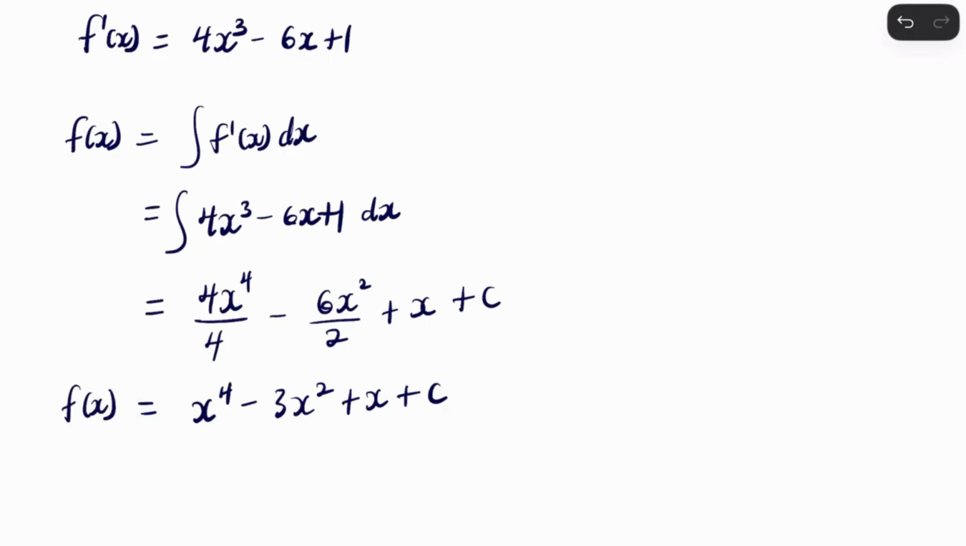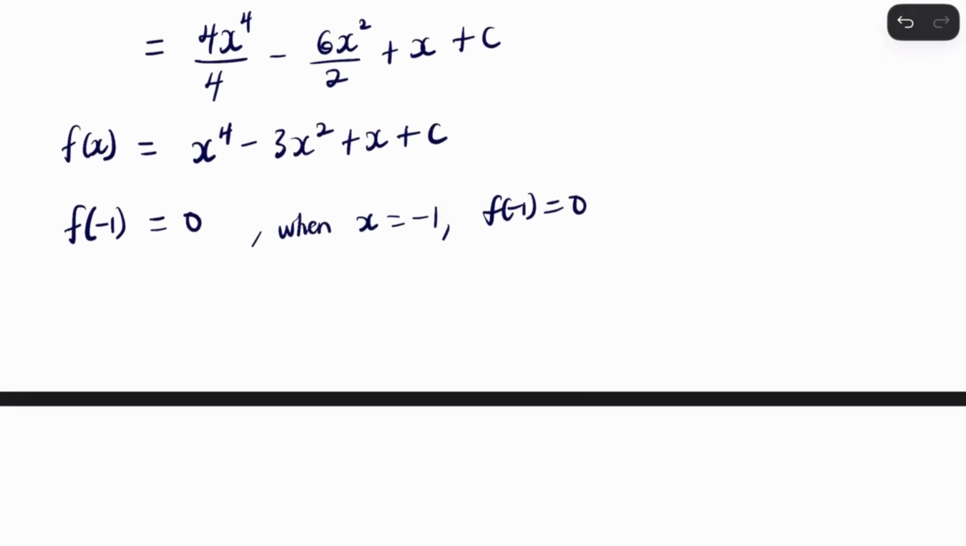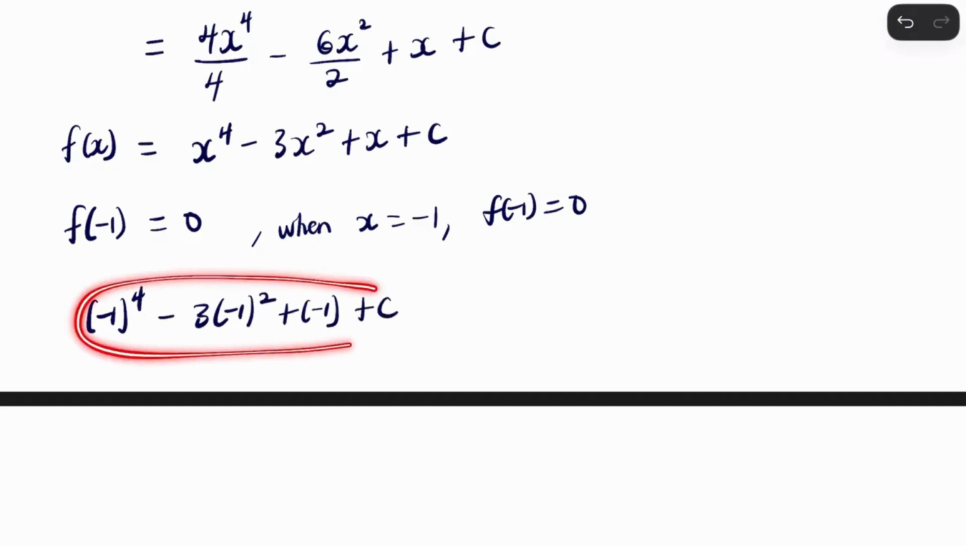But we are being told that f evaluated at minus 1 is equal to 0. So that's when x is equal to minus 1, the function value is equal to 0. So we're going to substitute in minus 1 into this expression, then we equate it to 0. Then we can now solve for c, right? And so we are going to have minus 1 exponent 4 minus 3 minus 1 squared, then plus minus 1 plus c, and this is equal to 0.